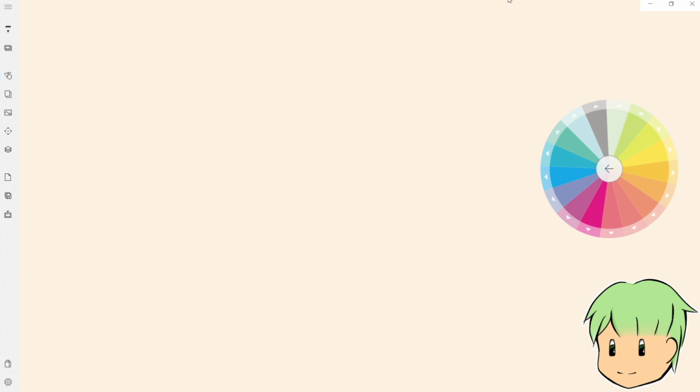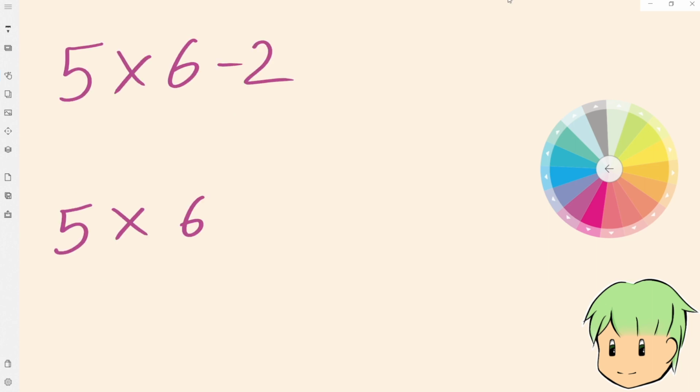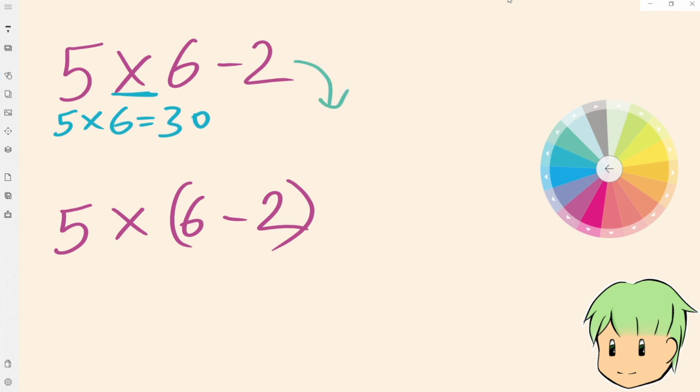Now let's go back to my previous example. Why do these two give a different answer even though we have the same numbers and operations? Well, by order of operations, for the first one, which is 5 times 6 minus 2, the multiplication comes first. So it is 5 times 6, which is 30, and then you subtract 2. The final answer is 28.